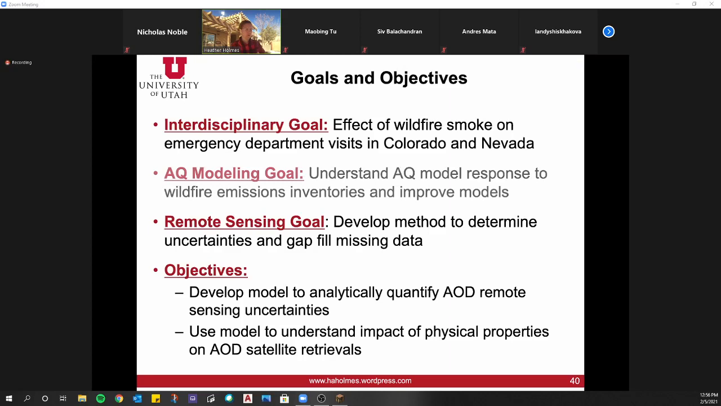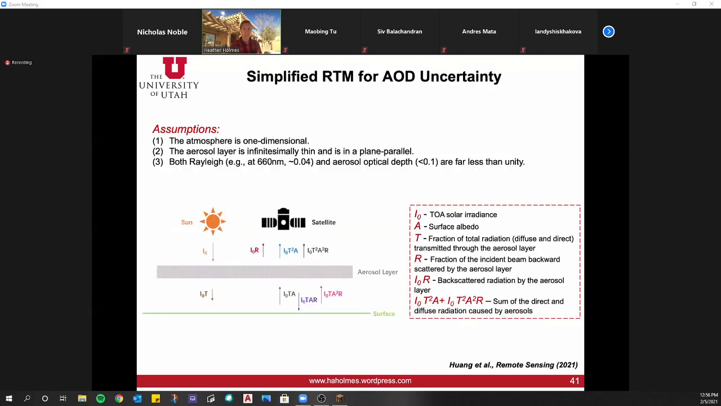So our objectives for this work have been to try and develop a model to analytically quantify AOD remote sensing uncertainties, and to use that model to look at the physical properties that are impacting the quality of AOD retrievals that we get. This is a similar schematic to what I showed before, but now it's looking at the simplified radiative transfer model that Jingting Huang developed. Here's the sun. So the solar radiance from the sun comes in, goes through our aerosol layer, and then there's the reflection back to the satellite, and then also the reflection from the surface, and then through the aerosol layer again.